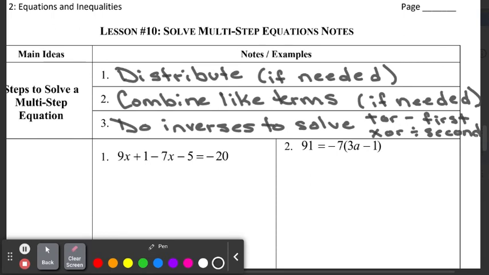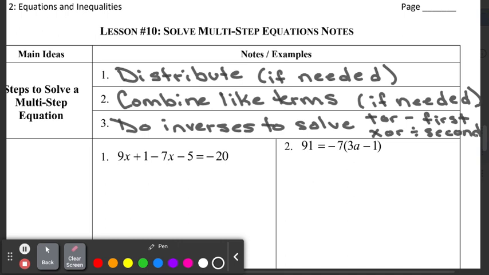Welcome back. This is lesson number 10. We are solving equations, not inequalities. We're solving equations, multiple step equations. So take a minute and copy these notes down if you haven't done so already in class.